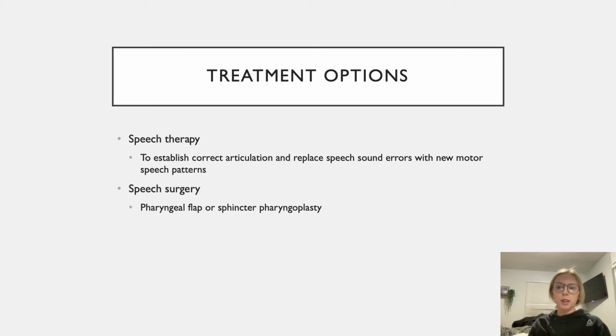Some treatment options that are available are speech therapy and speech surgery. Speech therapy is used to establish correct articulation and replace speech sound errors with new motor speech patterns. Surgery procedures used could be pharyngeal flap or sphincter pharyngoplasty. These procedures are recommended within the first 12 to 18 months for a child and are effective for more severe cases.